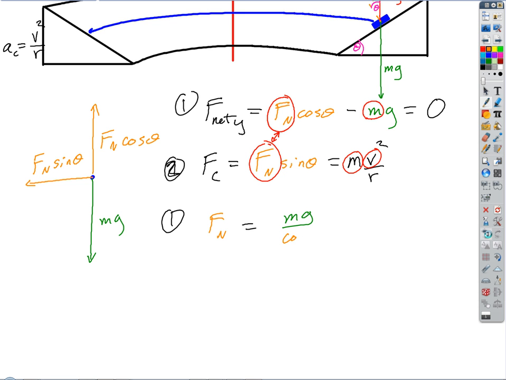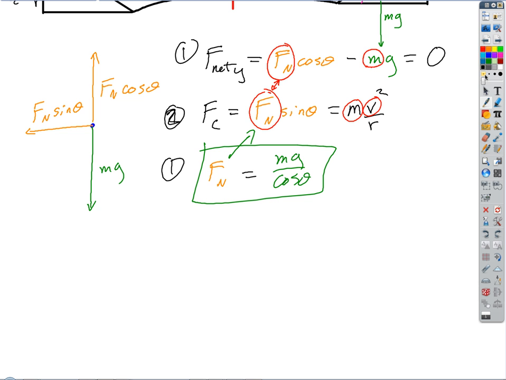I'm not going to keep color coding these. So that's a substitution equation, right? We can substitute that into equation 2. And then what does equation 2 become? Normal force we're going to replace with this, right? So we get mg over cosine theta times sine theta equals mv squared over r.